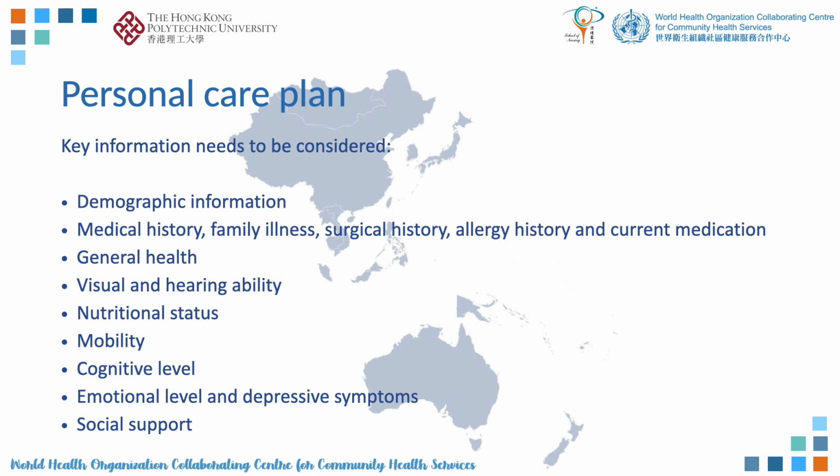In addition to this, you also need to document their intrinsic capacity decline, such as the visual and hearing ability, nutrition status, mobility, cognitive level, emotional level, and depression symptoms, as well as their social support status.